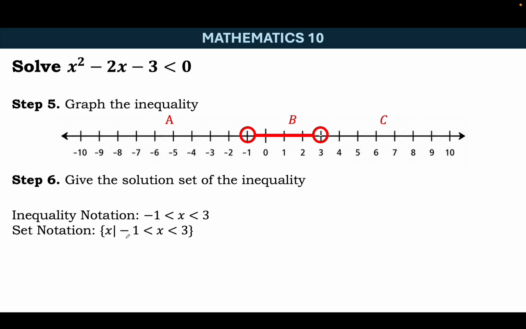Then, this given naman, set values of x such that x is greater than negative 1 but less than 3. Sabi ko nga sa inyo, para madali, kokopyahin nyo lang sa inequality notation. Then, mag-add lang ng set na symbol. And sa interval notation, we're going to use an open and close parenthesis, negative 1, 3. Ibig sabihin, si negative 1 and 3 are not included.